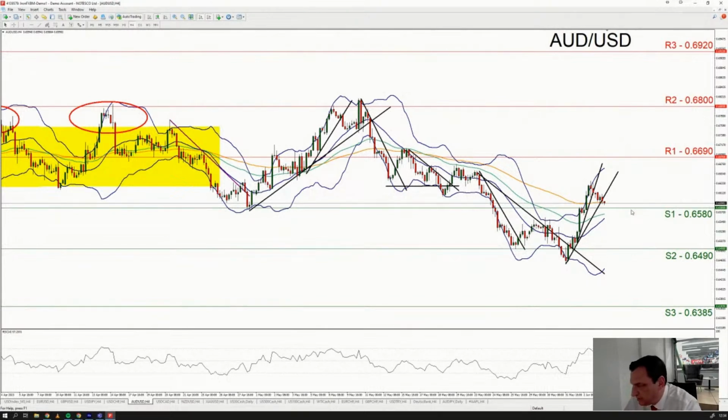And should that be expressed by the market, we may see the price action remaining above the S1 0.6580. Mind you that the RSI indicator is at 57.1, but it's still dropping. That's another indication that the bullish outlook or the bullish sentiment is fading away.